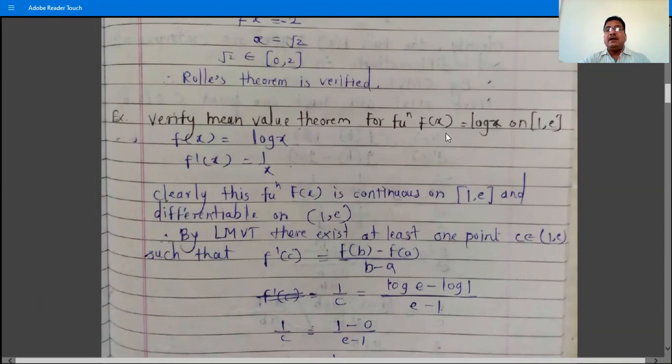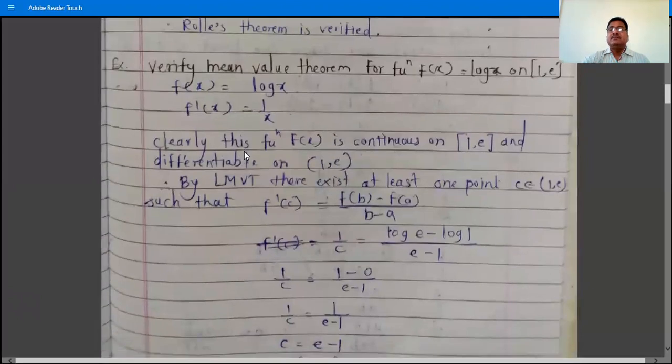So verify the mean value theorem for the function f(x) equal to log x on the closed interval [1, e]. Now there are two conditions in the mean value theorem: that the function is continuous on the closed interval [a, b] and differentiable on the open interval (a, b). The third condition, that the value at the first point and the value at the last point are equal, is not a condition of the mean value theorem.